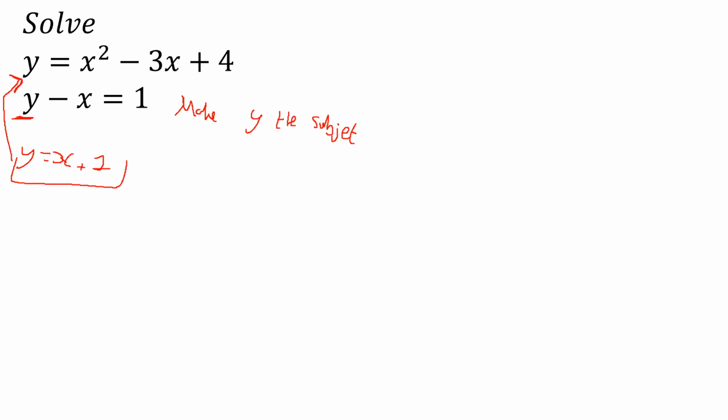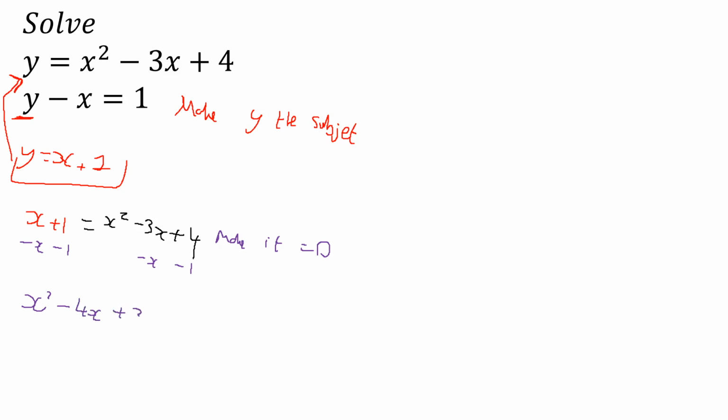And now we're going to substitute this x plus 1 in here. So therefore we can write y equals x squared minus 3x plus 4 as x plus 1 is equal to x squared minus 3x plus 4. And now what's the rule for a quadratic? We need to make it equal to 0. So let's minus x and minus 1. So we're left with x squared minus 4x plus 3 is equal to 0.